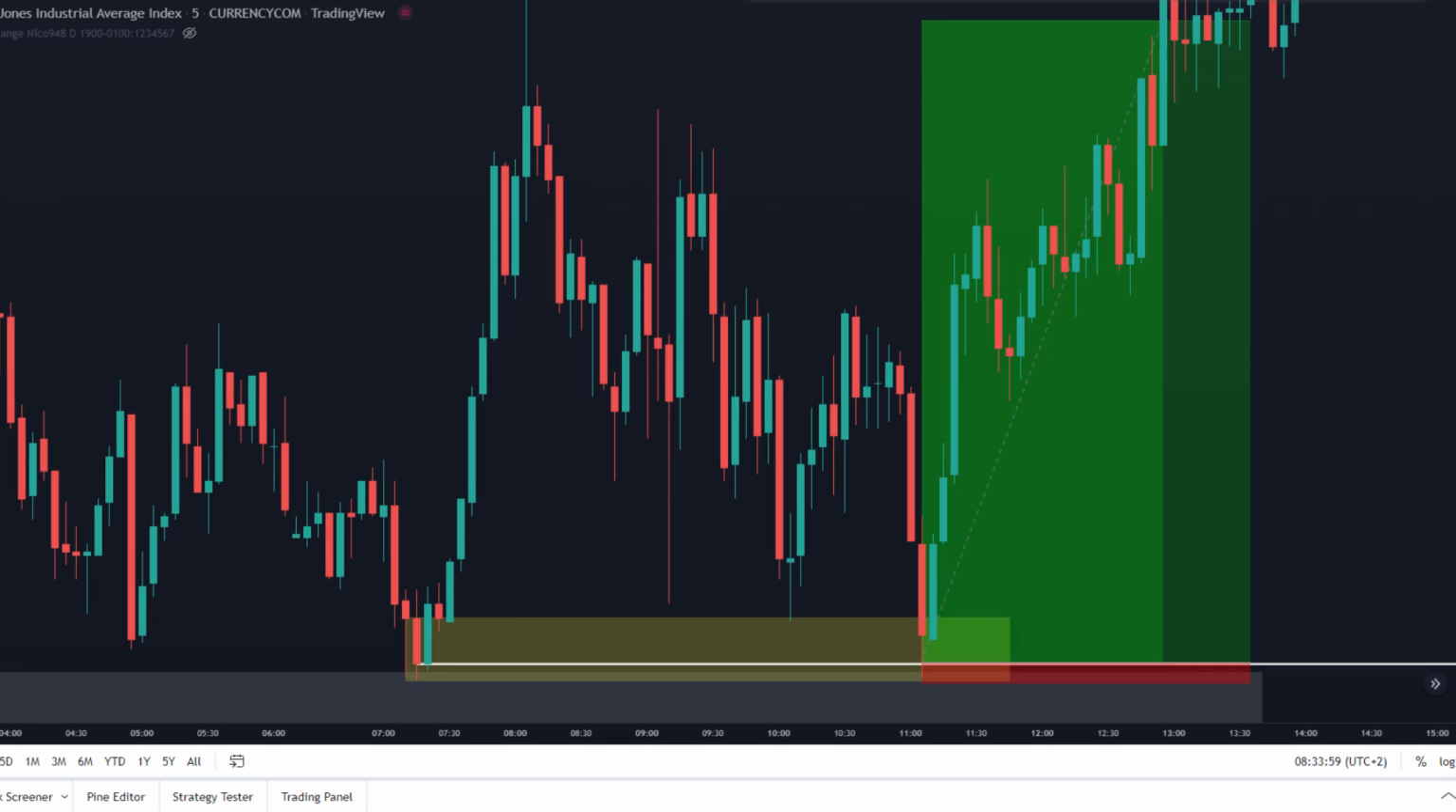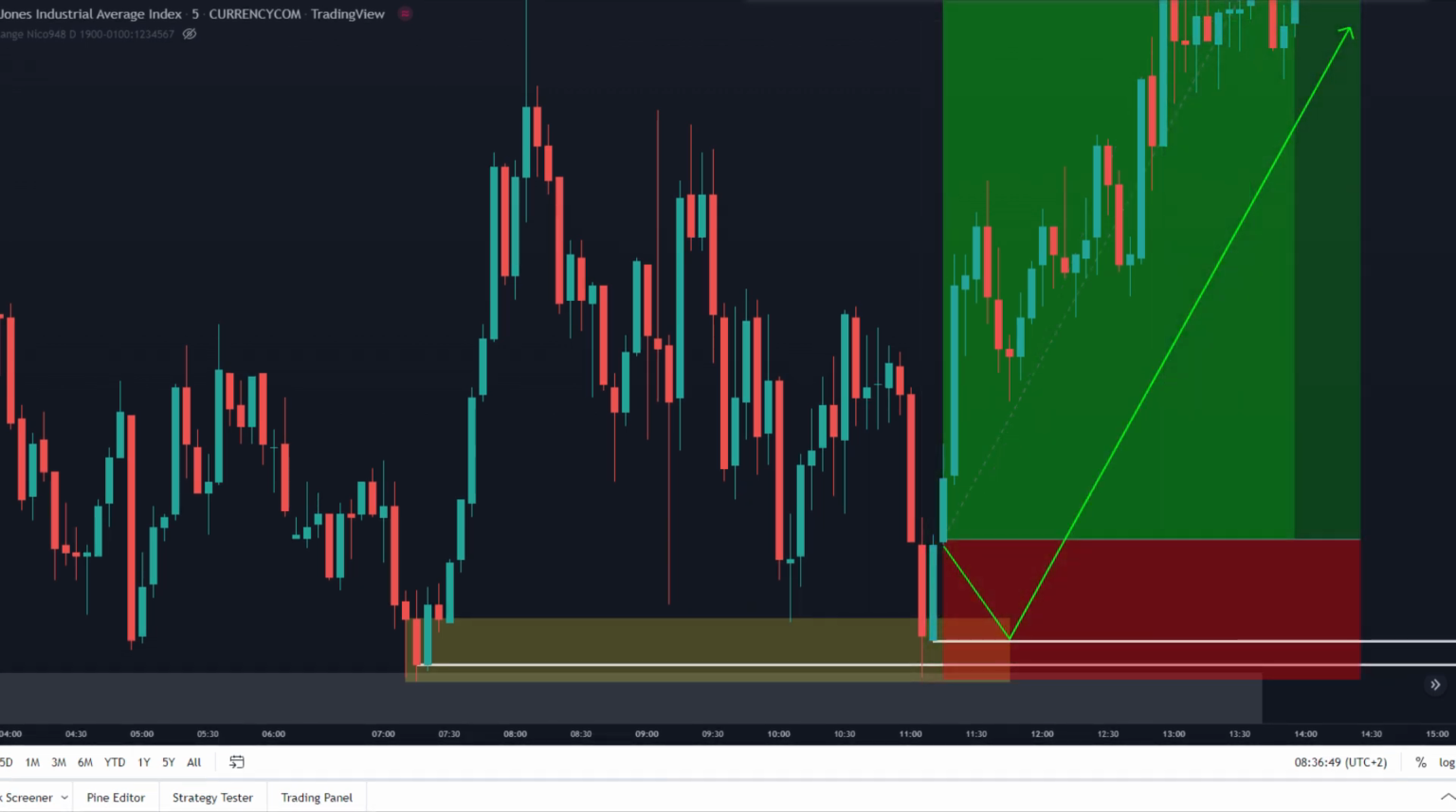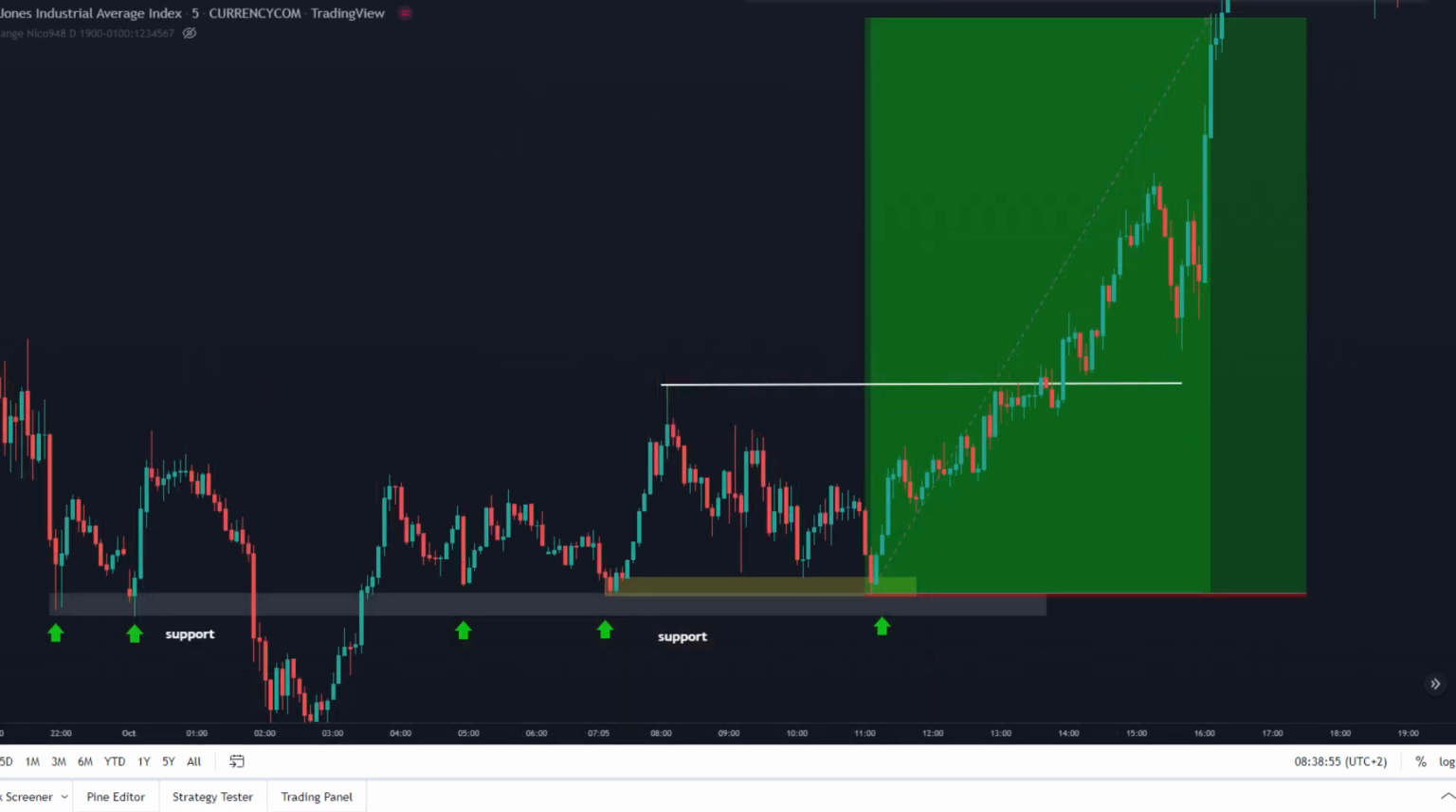But what if you have missed the sniper entry? You enter at the close, or you were waiting for a retest to make a sniper entry. That means this trade will go higher without you. Okay, now look at the stop loss and profit.